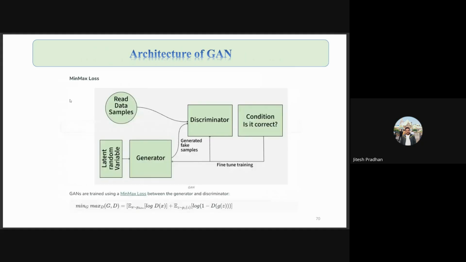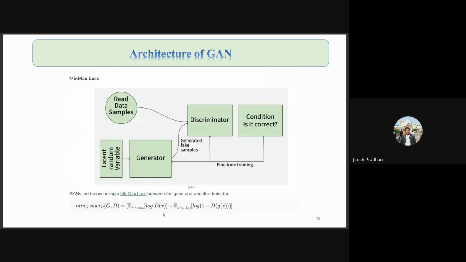Now this is the min max loss function, and it is the basic theme behind the generative adversarial network. Why do we call it a min max loss function? Because the discriminator tries to maximize its probability of finding the fake images, and at the same time the generator tries to minimize the accuracy of the discriminator. That's why we call it a min max loss function.